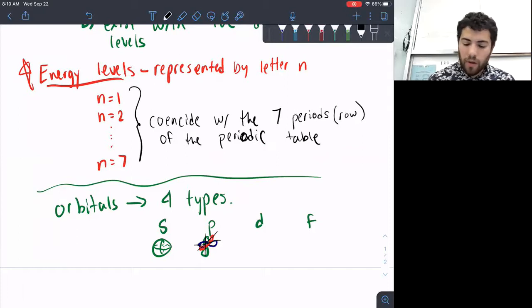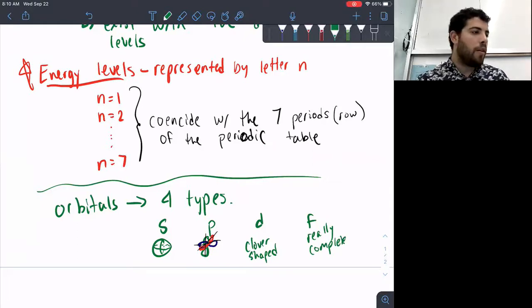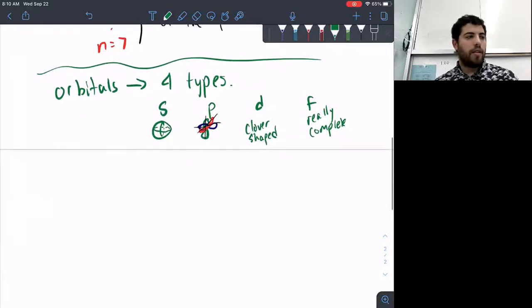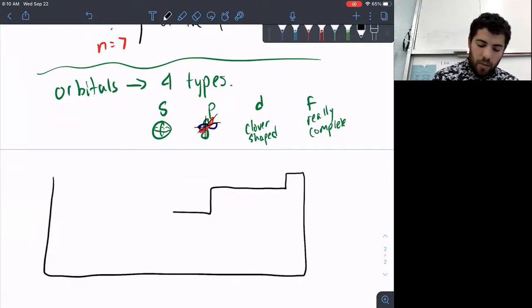D orbitals are kind of clover shaped, but I can't draw it, so I don't expect you to remember that. And F orbitals are really complex. Again, I definitely can't draw it, so don't worry about the shapes for D or F, just S and P. One thing I generally like to look at before we go further into this is the periodic table. It's going to be our number one tool moving forward.